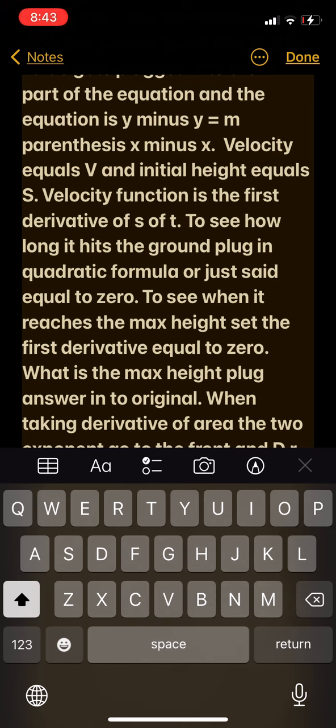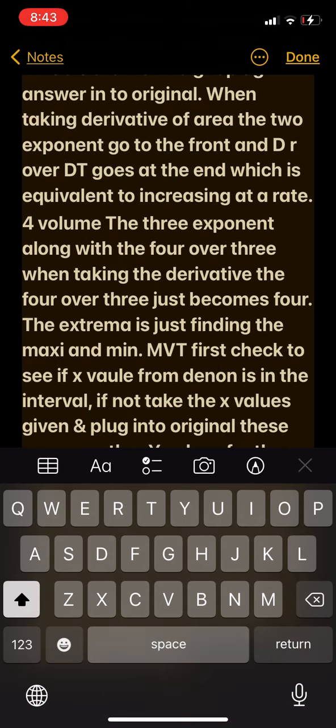To see when it reaches the max height, set the first derivative equal to 0. What is the max height? Plug that answer into the original. When taking the derivative of area, the 2 exponent goes to the front and dr over dt goes at the end.